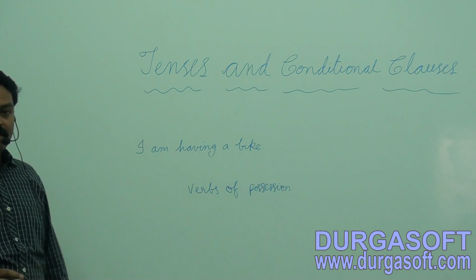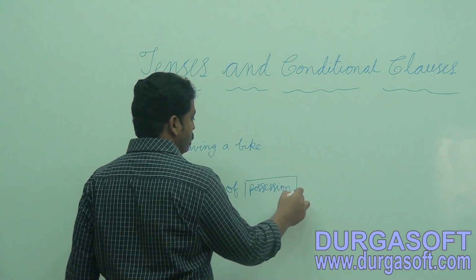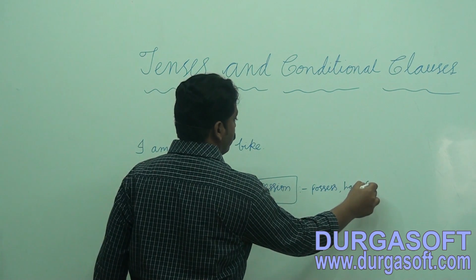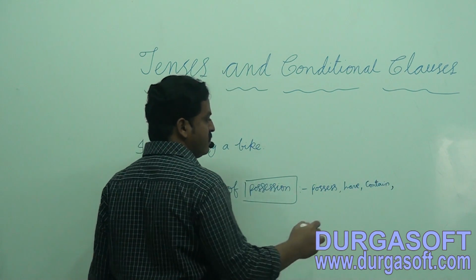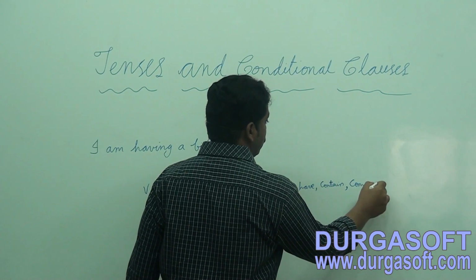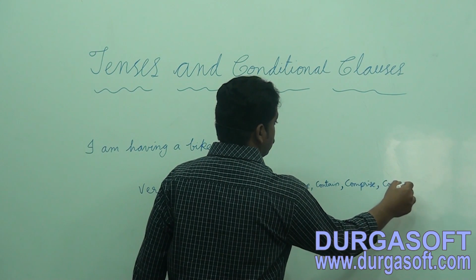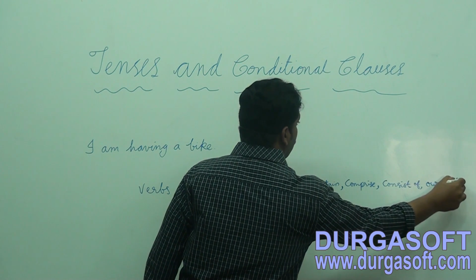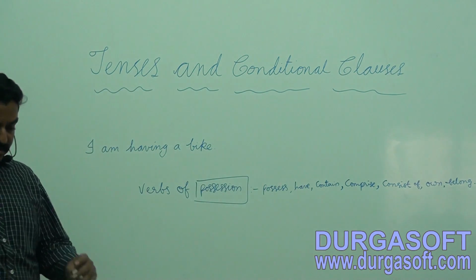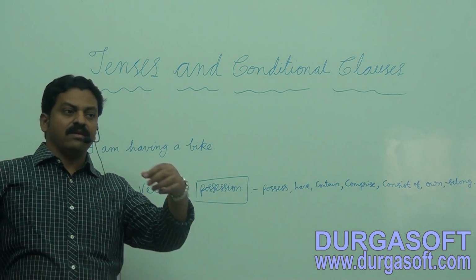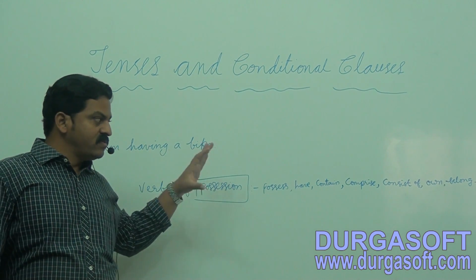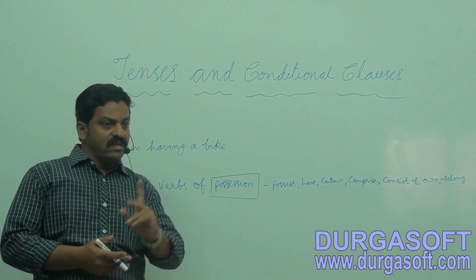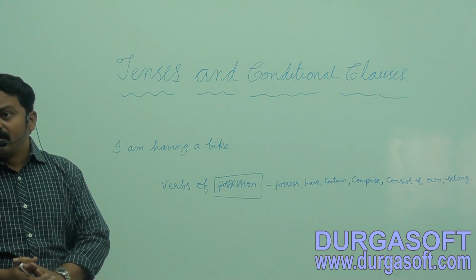First group is verbs of possession, like possess, have, contain, comprise, consist of, own, belong, etc. These verbs never take ing form or present continuous tense. We should not use it. These verbs must be used in either indefinite present tense or simple present tense. There are two names, either simple present tense or indefinite present tense.